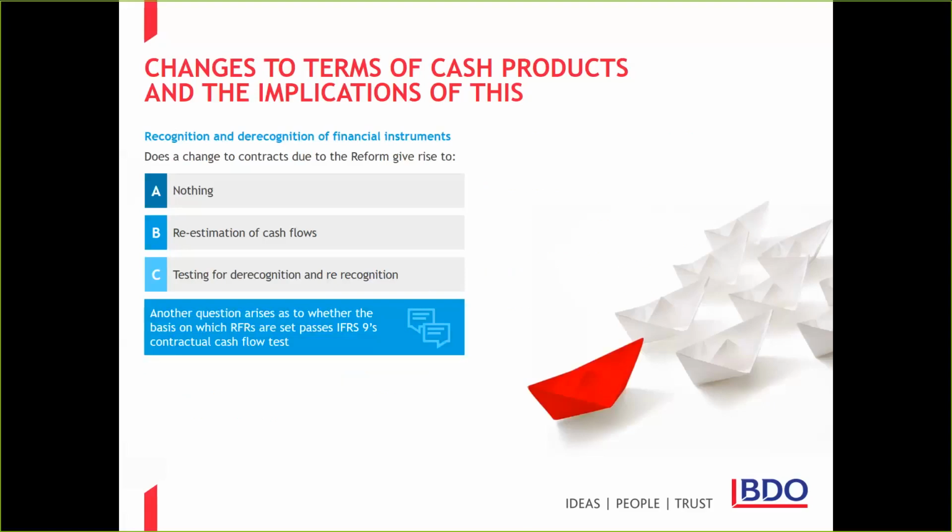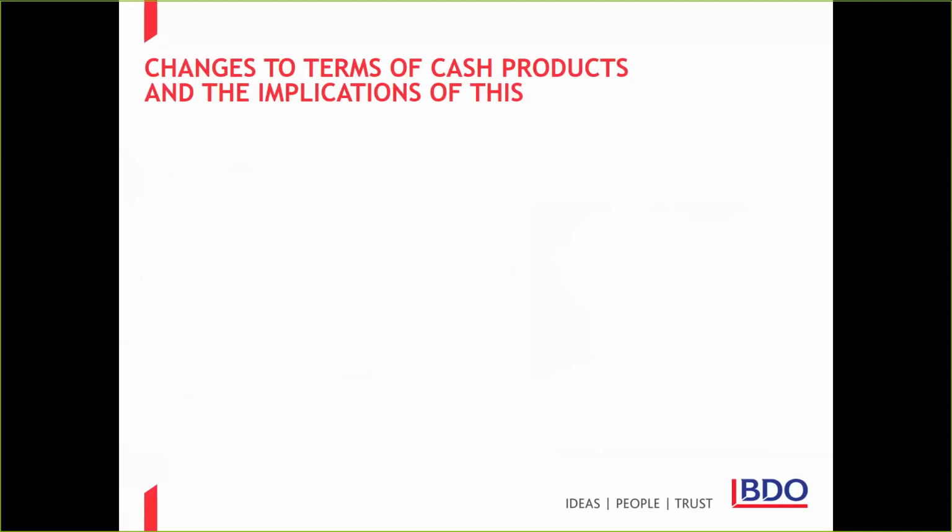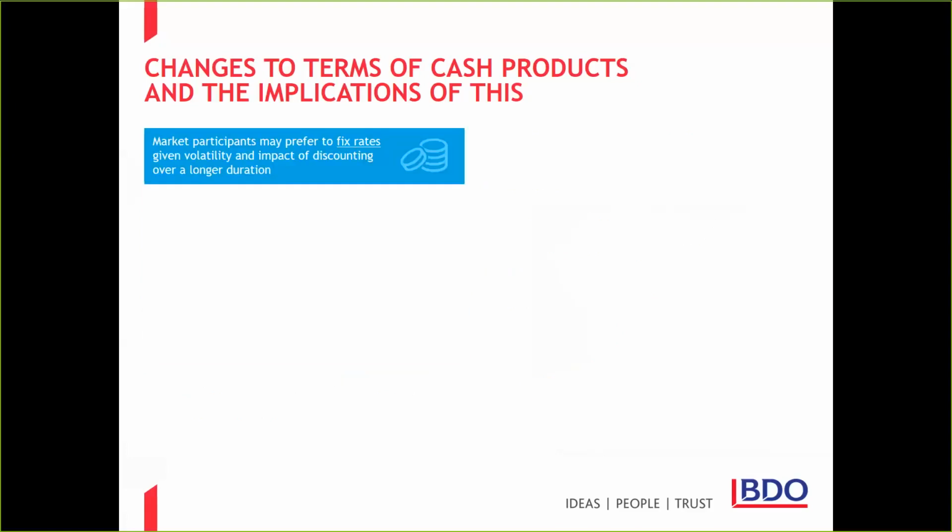Under IFRS 9, there are also implications as to whether a financial instrument using an alternative risk-free rate meets the contractual cash flow test, which is also known as solely payments of principal and interest, or SPPI. As we said on the earlier slide, lenders and borrowers may prefer to move from floating alternative risk-free rates to fixed rates, given the impact of discounting over the long term. This may give rise to derecognition and re-recognition for contractual modifications, if they are substantial in quantitative or qualitative terms, given the pervasive nature of the change.